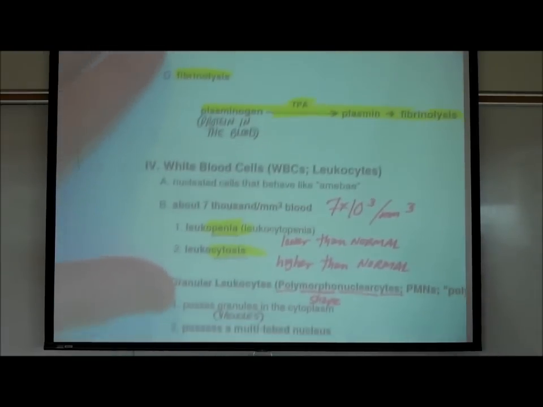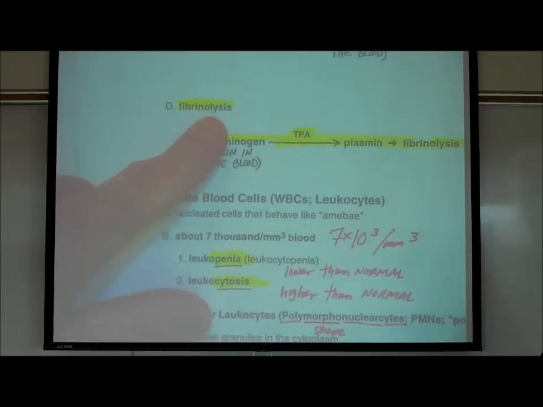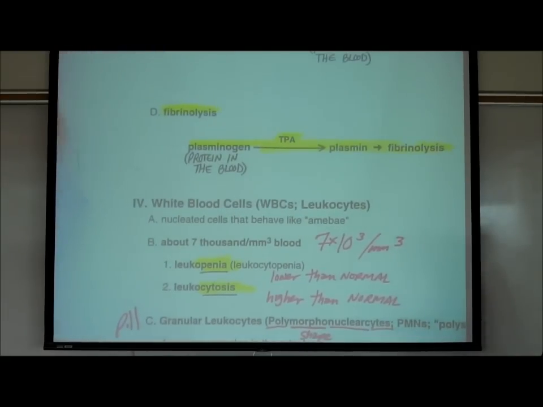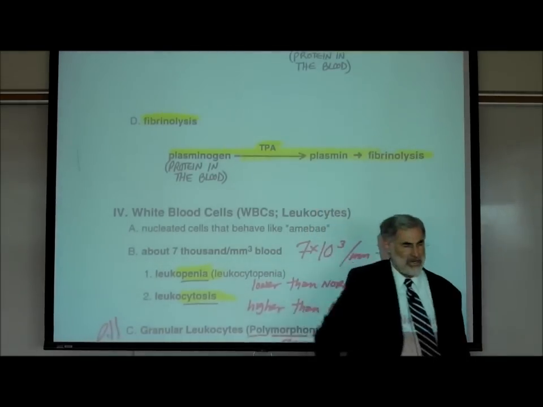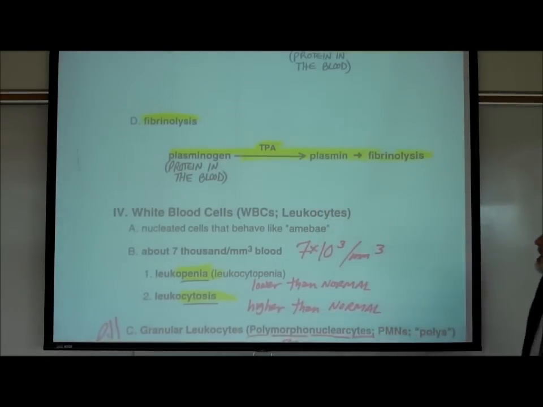So we summarize that for you on page 11. On page 11, this process in the middle of page 11 of dissolving the fibrin clot is called fibrinolysis. Plasminogen is activated by TPA, tissue plasminogen activator, into plasmin, and plasmin dissolves that clot, which is called fibrinolysis.